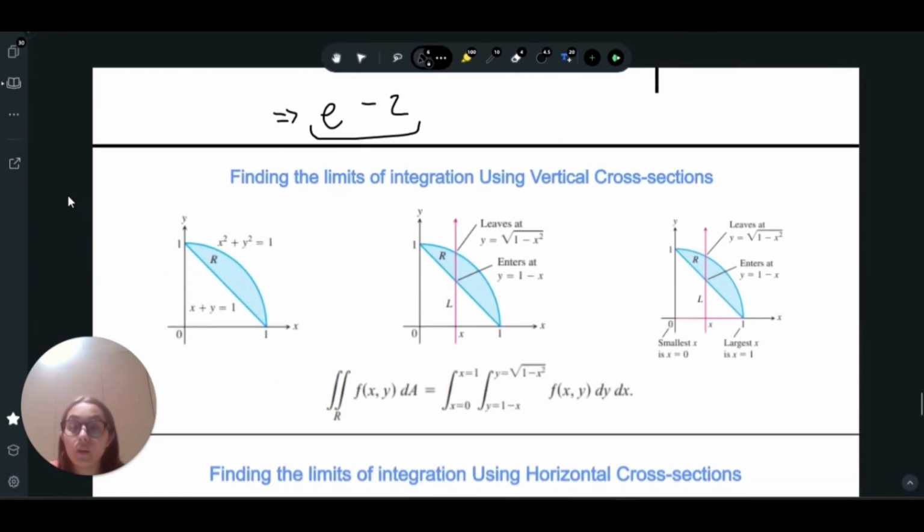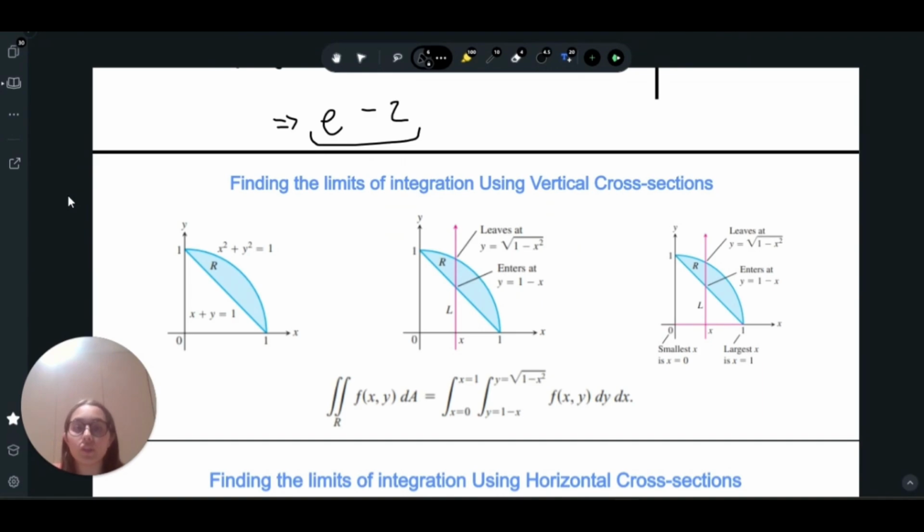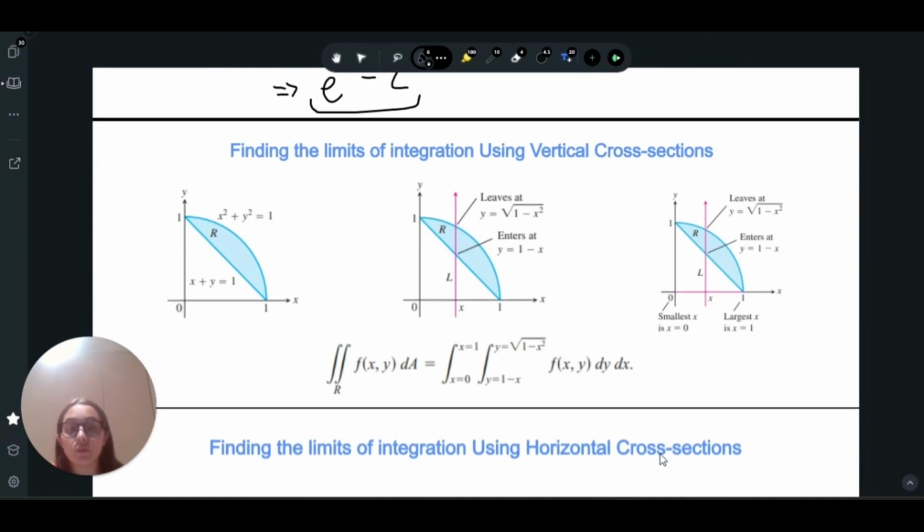Okay, so finding the limits of integration using vertical cross sections, and then finding the limits of integration using horizontal cross sections. I just want to explain that we have 3 steps for finding which integration we should do first, dx or dy. First we should sketch. Then we find the y limits of integration, and then the x limits. Choose x limits that include all the vertical lengths through R. So this is the 3 stages, first one, second, and third.